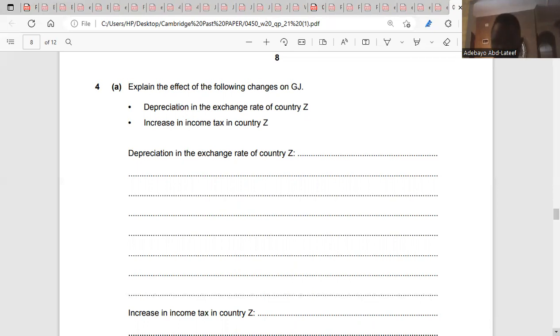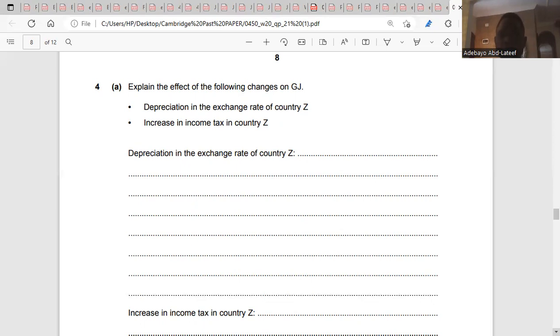Increase in income tax. The disadvantage about income tax, if it increases, is that it reduces the purchasing power of consumers in that country. Do you get the point? It will reduce the purchasing power because disposable income will fall. So consumers will not be able to purchase as they used to, which will also affect GJ's products. They won't be buying more.